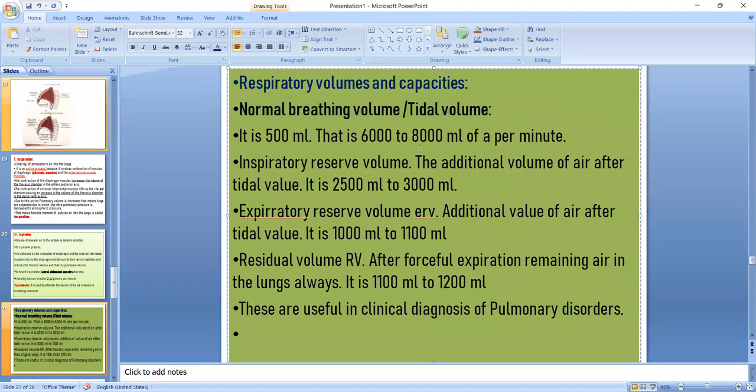So that is 6,000 to 8,000 ml per minute. Manamu galini teesukuntam, galini vadilestam ee inta per minute oka nimshana, right? So that is tidal volume. Idi gurtunchukovalsina minimum point. Idi kachithanga gurtunchukovali. Inspiratory reserve volume.